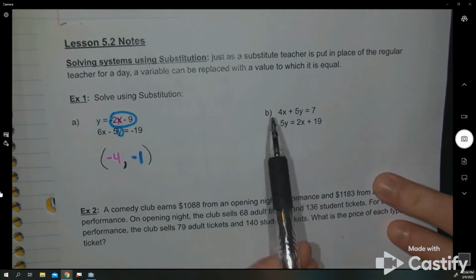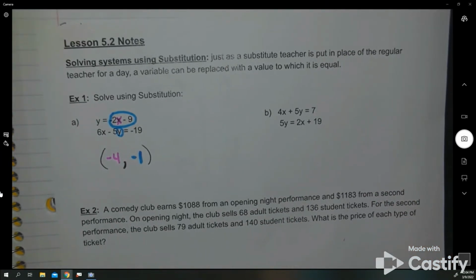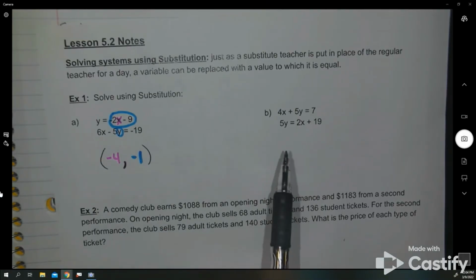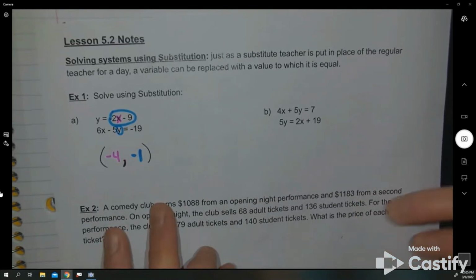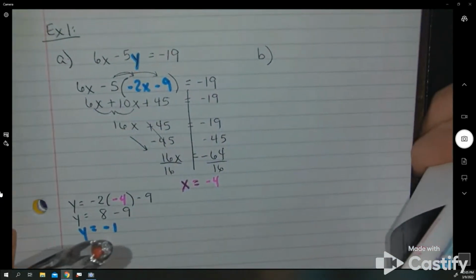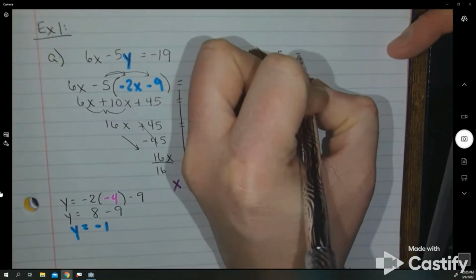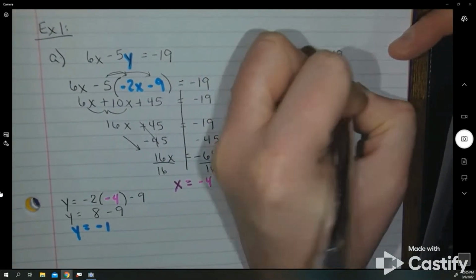Now for part B, notice I don't have an equation right now that has x equals or y equals just yet. So what I want to do is solve one of them in order to have x equals or y equals. And I would suggest, since this one just has 5y, the easiest way to simplify would be to solve that one for y. So for part B, I'm going to start with my 5y equals 2x plus 19. And I'm going to solve for y.